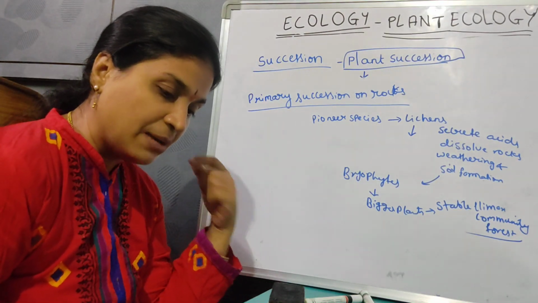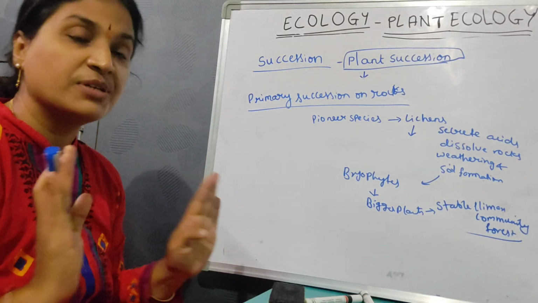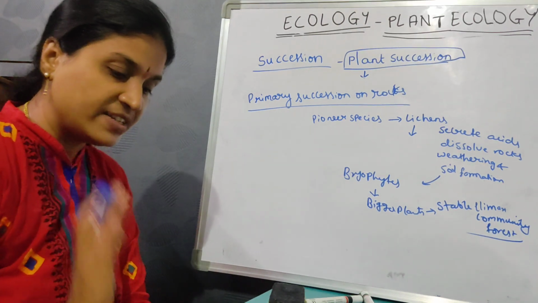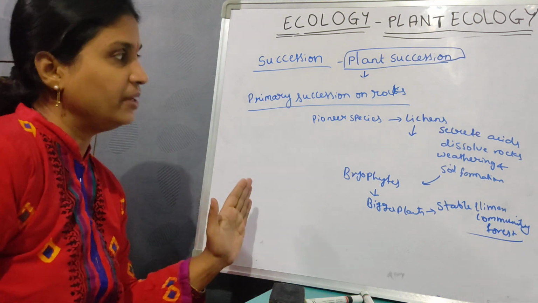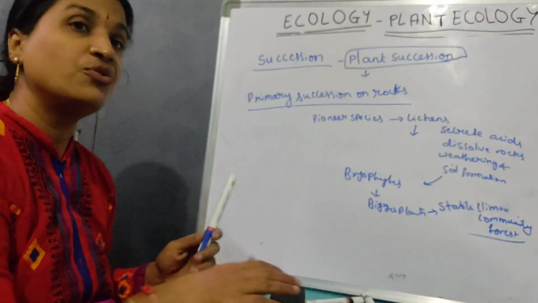Then the climax community remains stable, so this forest will be stable as long as there is no disturbance from the environment or from the humans. So with time, the xerophytic habitat has changed into a mesophytic habitat. This is about the primary succession on rocks.